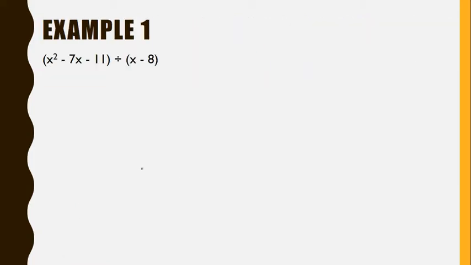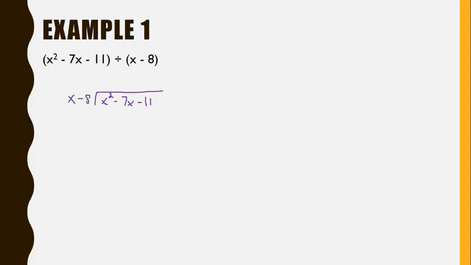The first one we're going to do is take the polynomial x squared minus 7x minus 11, and divide it by x minus 8. Remember, we want to take our first part and write it inside of our division symbol. So we have x squared minus 7x minus 11, and then on the outside to the left, we're going to put our x minus 8.